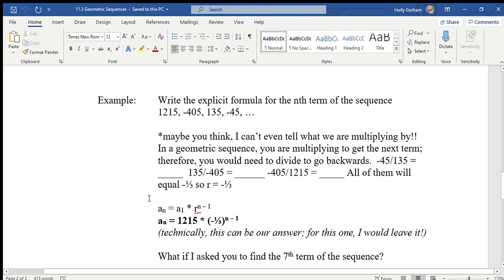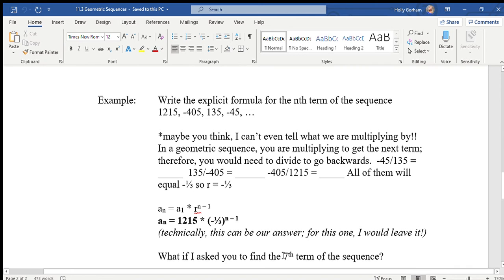So then taking the explicit formula that we learned above, a sub 1 is 1215, r is the -1/3. Notice the parentheses around that -1/3. You need to make sure that you put those parentheses around it. Now, might we be able to simplify? Maybe. Should we? It doesn't matter. We can leave it just like this.